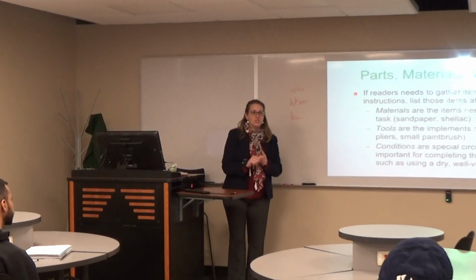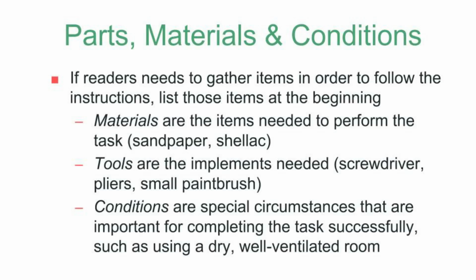The next section is you'll want to describe the parts, materials, and conditions that you need to complete your instructions. The materials would be the components that go into it. Things like, do you need sandpaper, paint, glue, those types of materials that might not be included, but they need to go get. Then there are tools. So these are what we call the implements. Do they need a screwdriver? Do they need scissors, a paintbrush? The types of tools that they need to be able to complete it.